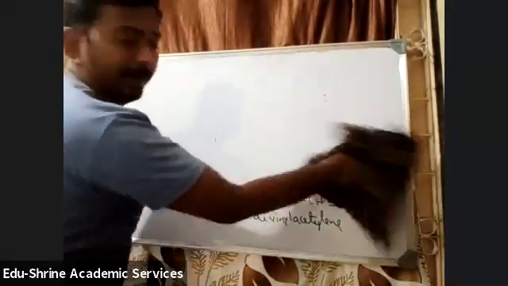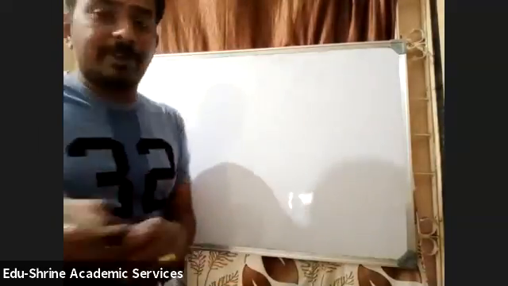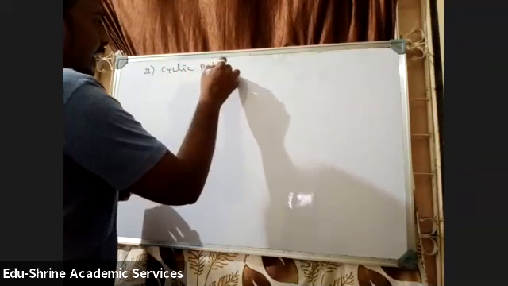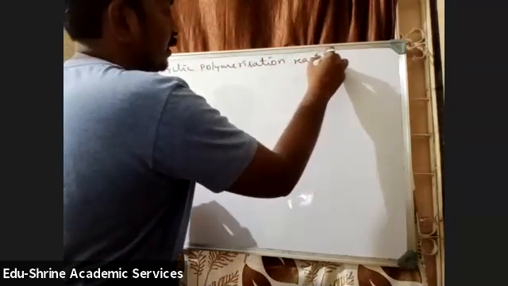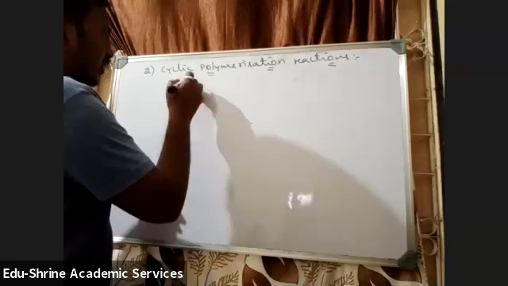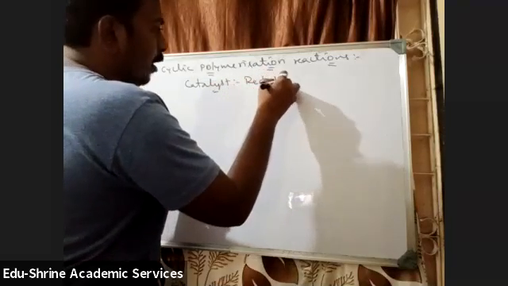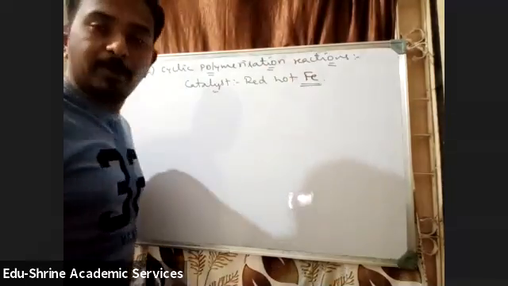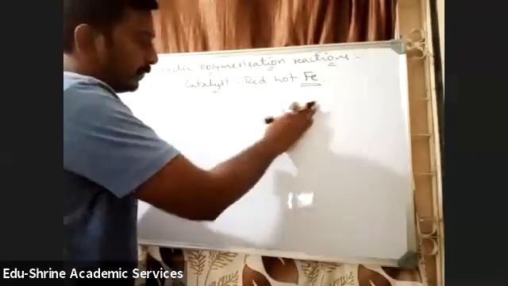Then the second type of polymerization reactions are cyclic polymerization reactions. The catalyst used for these cyclic polymerization reactions, students, is red hot iron. Generally for cyclic polymerization reactions, we'll be using red hot iron. Okay, generally this is the catalyst used.